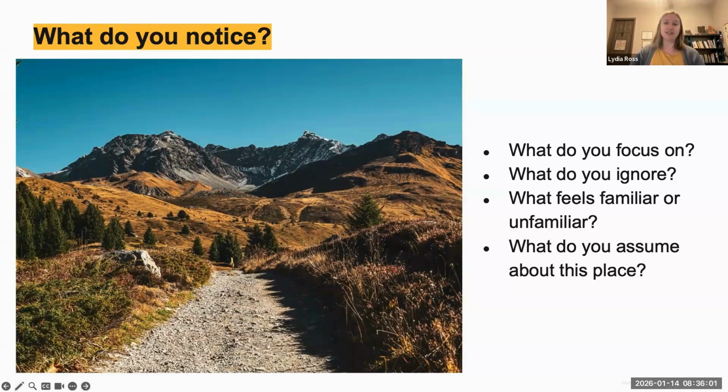But what I would like you to think about for just a minute is, what do you focus on? What are you finding your attention drawn to? Are there aspects that you're not really paying attention to? Do things feel familiar or unfamiliar? And what assumptions do you make about the place? I'll give us maybe just a minute to sit and think quietly. If you want to type any noticings that you have into the chat, feel free, but you don't need to.